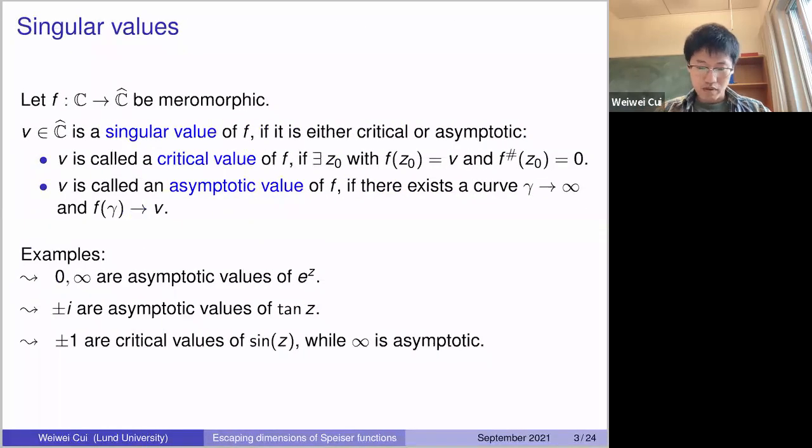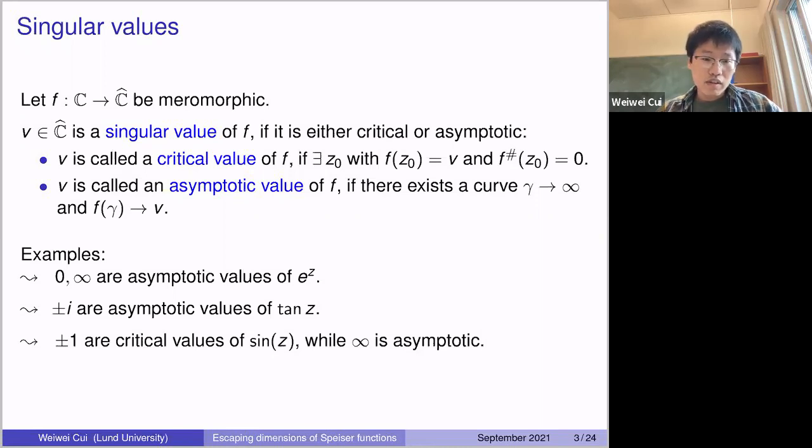First, I recall some definitions of singular values, which you might know already. We have a meromorphic function in the plane, and we say a value is a singular value if it is either a critical value or an asymptotic value. A critical value means that it has a preimage with vanishing spherical derivative, so the function is not locally injective at this point. It is an asymptotic value if you have a curve going to infinity and the image of the curve approaches some value, which can be finite or infinity.